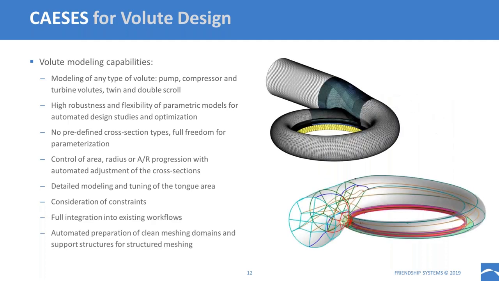Finally, when we have a model, we can integrate it fully into our existing workflows, which involves, for example, preparing automatically clean meshing domains that can be given to our mesh generation, including assignment of unique IDs to individual patches of the geometries. And we can even integrate into the parametric model support structures for structured meshing, as you can see here in the lower right picture.